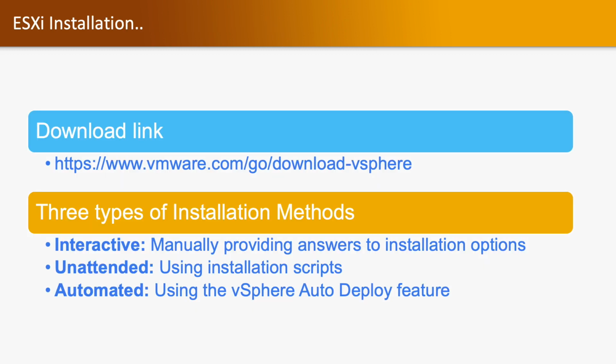To install an ESXi host, we need to download the ISO image from this link. And there are 3 types of installation method. One is interactive, another one is unattended, and the third one is automated. In interactive, we provide manual answers to each question. Whereas in unattended, we create installation scripts and start the installation. Whereas in automated, we install the ESXi host using the auto deploy feature. Now let's jump to the lab where we'll see how we can install and configure our ESXi host.